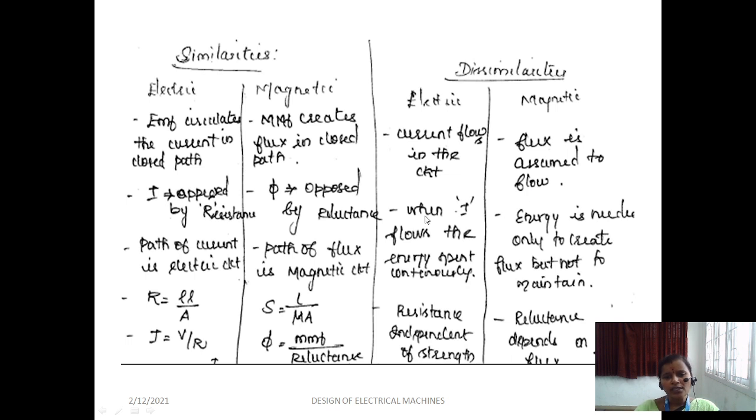Okay, and the next thing is, when you make current flow in your closed path, actually the energy is being spent continuously.